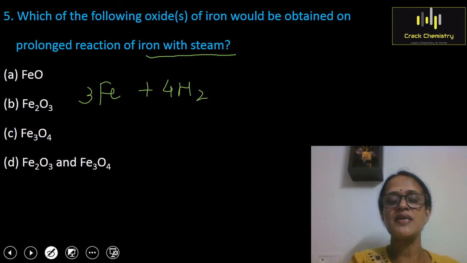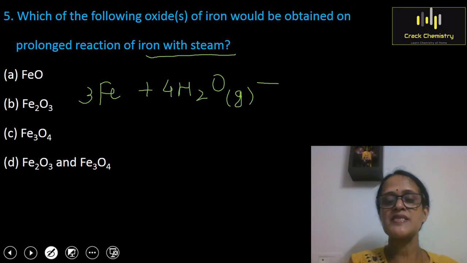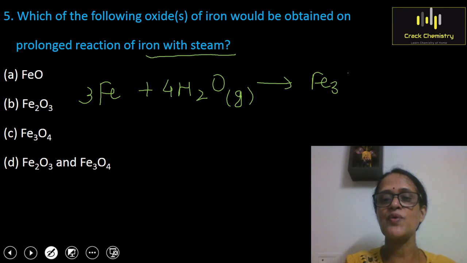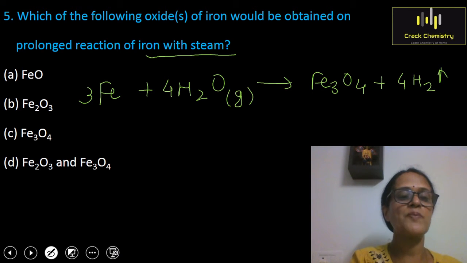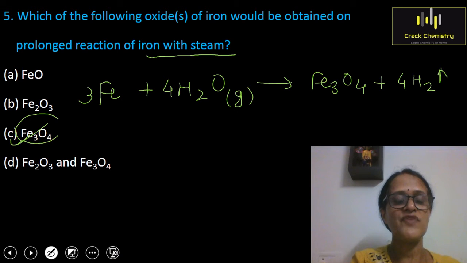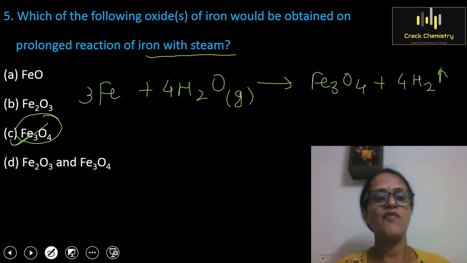Here I am writing g as a subscript, so g represents the gaseous state. The products formed will be Fe3O4 plus 4H2. The correct option is option C, where you have been given Fe3O4. Fe3O4 is formed during prolonged heating of iron with steam, and along with Fe3O4, hydrogen gas is also liberated.